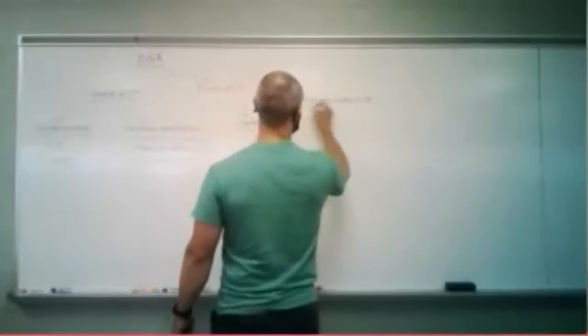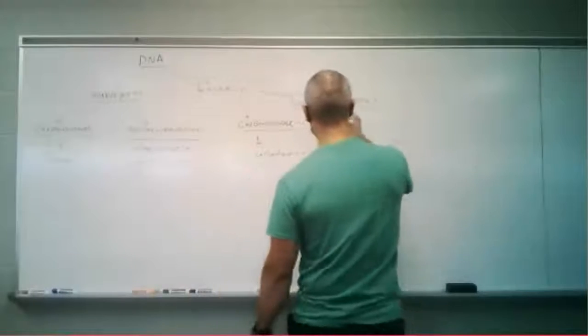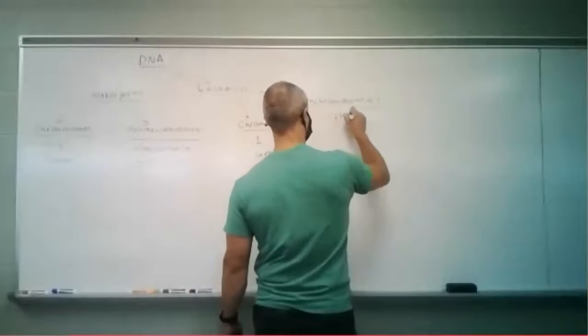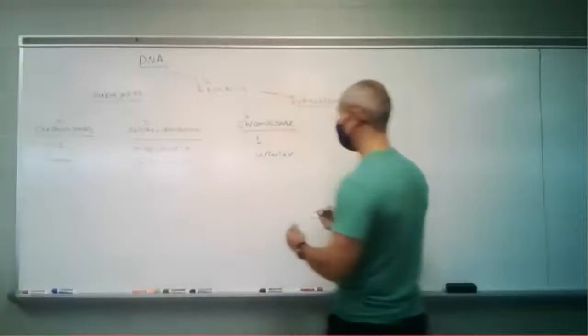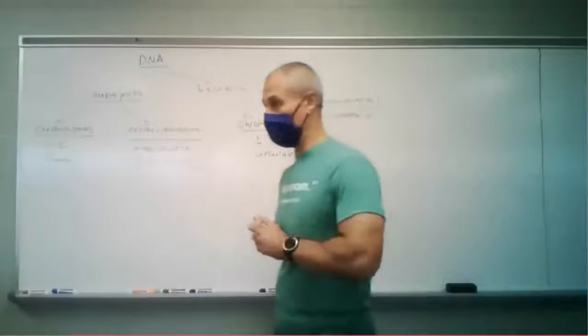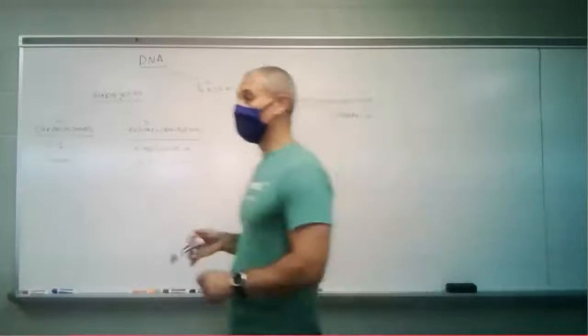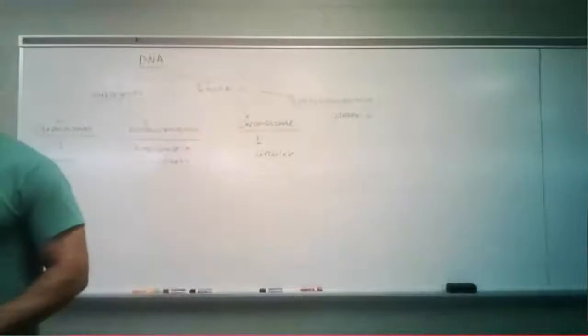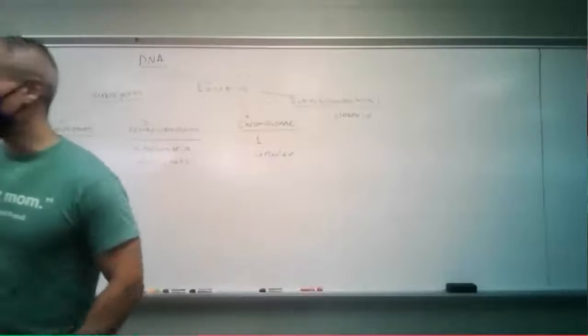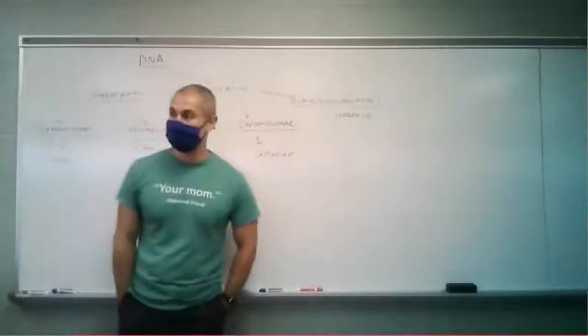Extrachromosomal DNA exists in the form of a plasmid, which is a circular DNA molecule. A plasmid is circular, smaller, and usually confers some beneficial features.